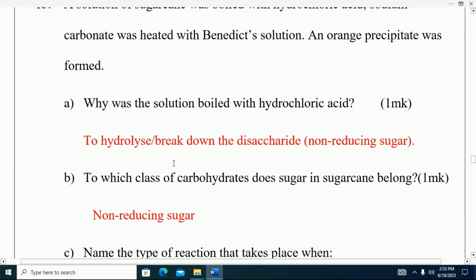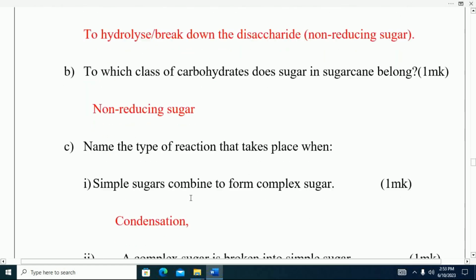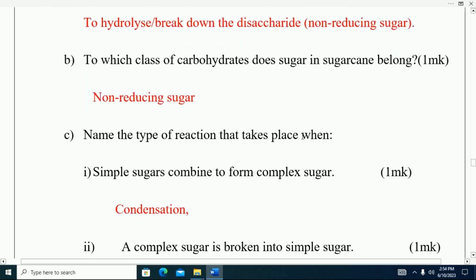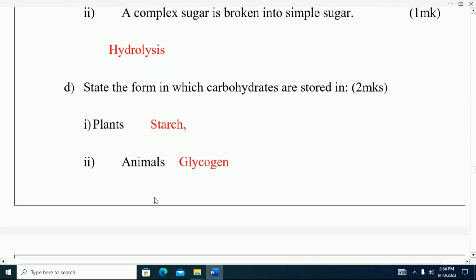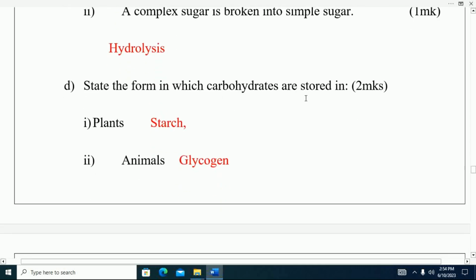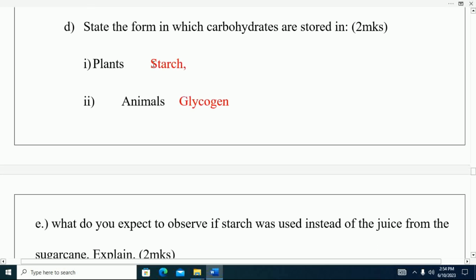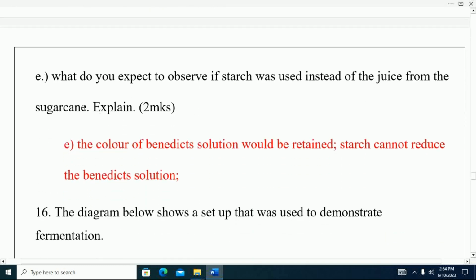You are told, to which class of carbohydrate does sugar in sugarcane belong? That one is non-reducing sugar. Then name the type of reaction that took place when simple sugars combine to form complex sugar. That one is condensation. The type of reaction that takes place when a complex sugar is broken into simple sugars, that one is hydrolysis. Then you are told to state the form in which carbohydrates are stored in plants: starch. In animals it is stored as glycogen.